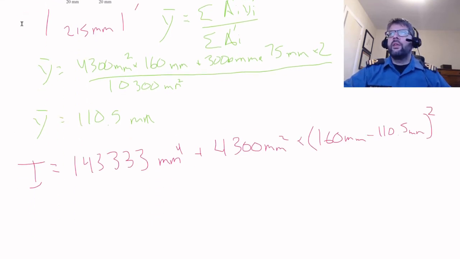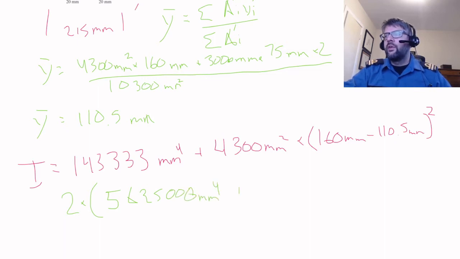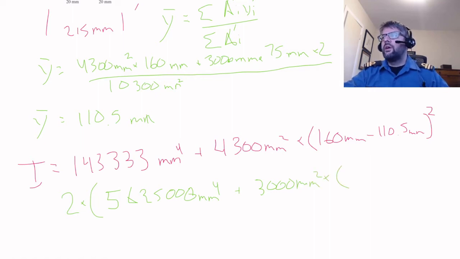And then the same thing for the contributions from the segments at the bottom. Got to keep in mind that there's two of those, so we'll take that and multiply it by 2. But the I prime component for each of those, 5,625,000 millimeters to the fourth, plus its area, 3,000 millimeters squared, times the difference between its centroid and the centroid of the overall section squared, 75 minus 110.5 millimeters squared.